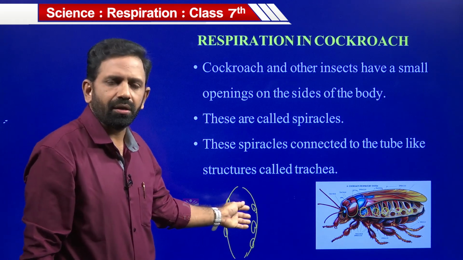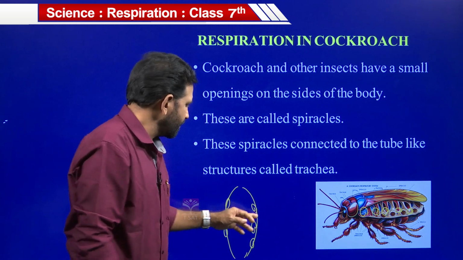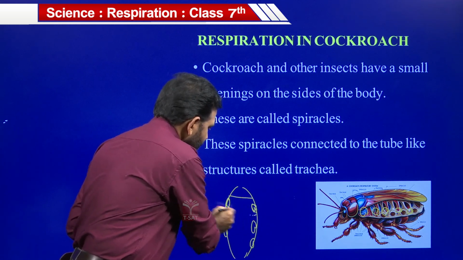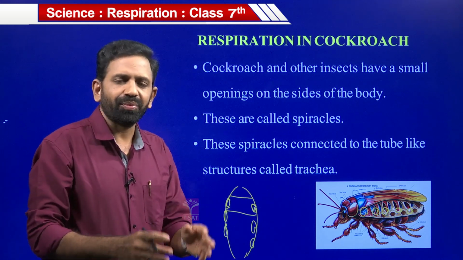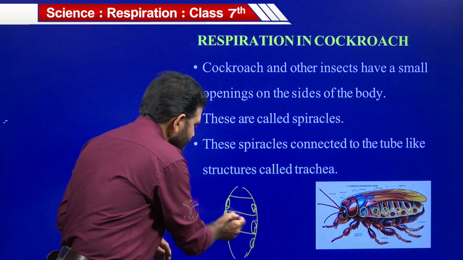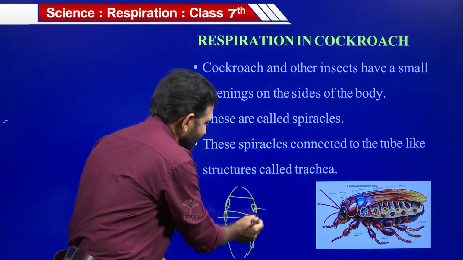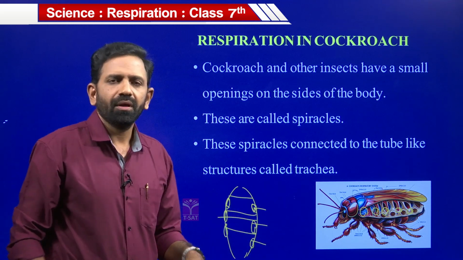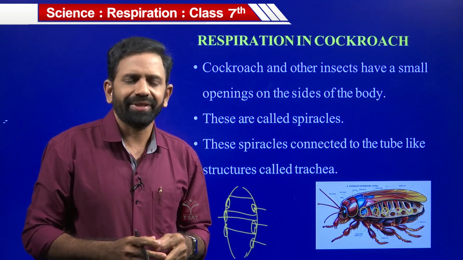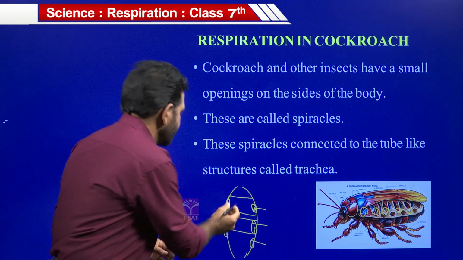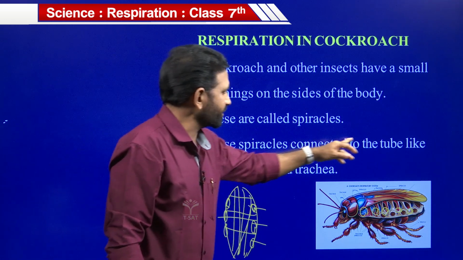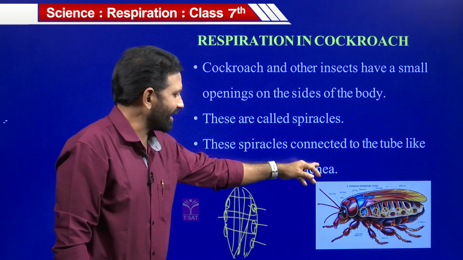cockroaches and all other insects have openings on both sides of the body. In each segment, a pair of openings is present. These openings are called spiracles. So these all are spiracles. These spiracles are connected to tube-like structures, called trachea. So these are tube-like structures. These spiracles are connected to tube-like structures called trachea.